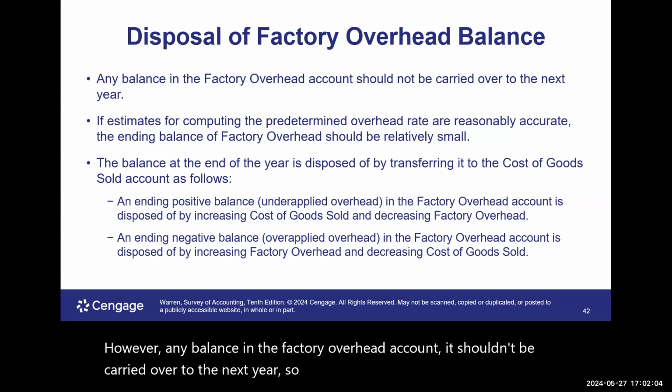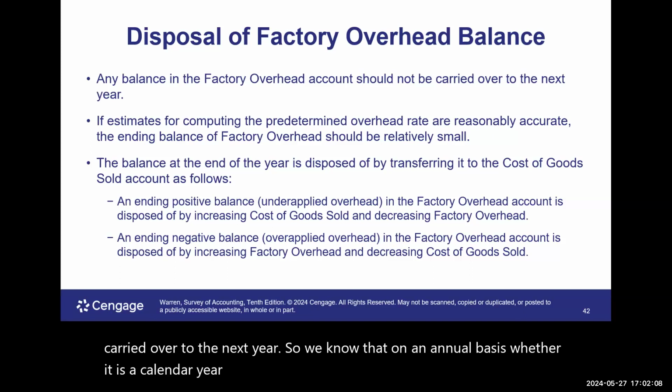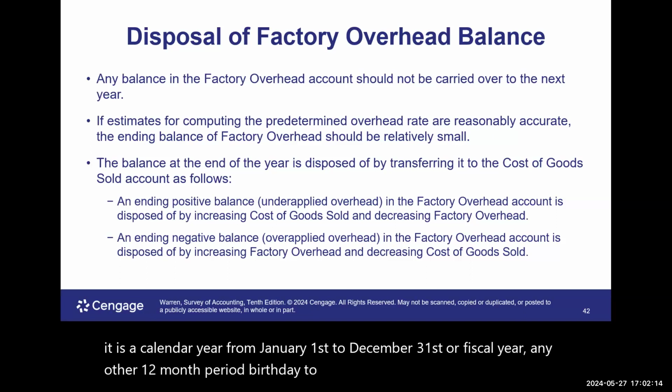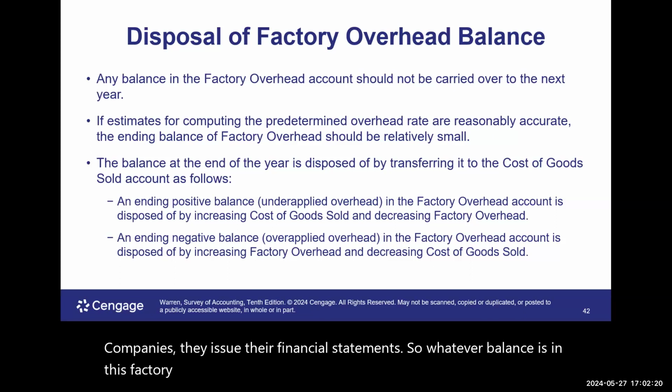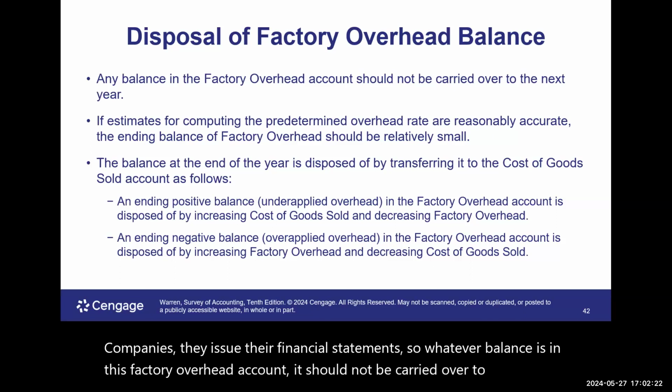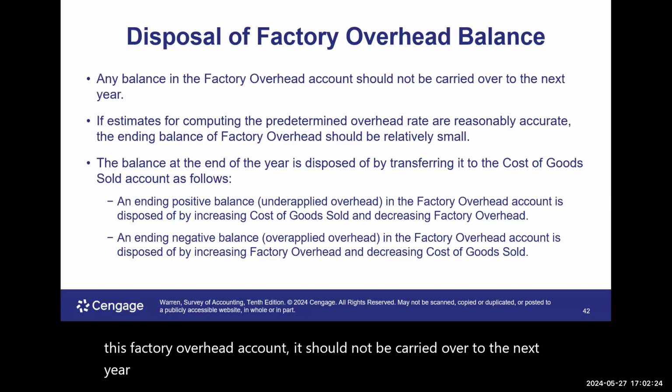So we know that on an annual basis, whether it is a calendar year from January 1st to December 31st or a fiscal year, any other 12-month period, birthday to birthday, companies issue their financial statements. So whatever balance is in this factory overhead account should not be carried over to the next year. Reason being, the balance applies to operations of the current year, so it shouldn't be transferred.